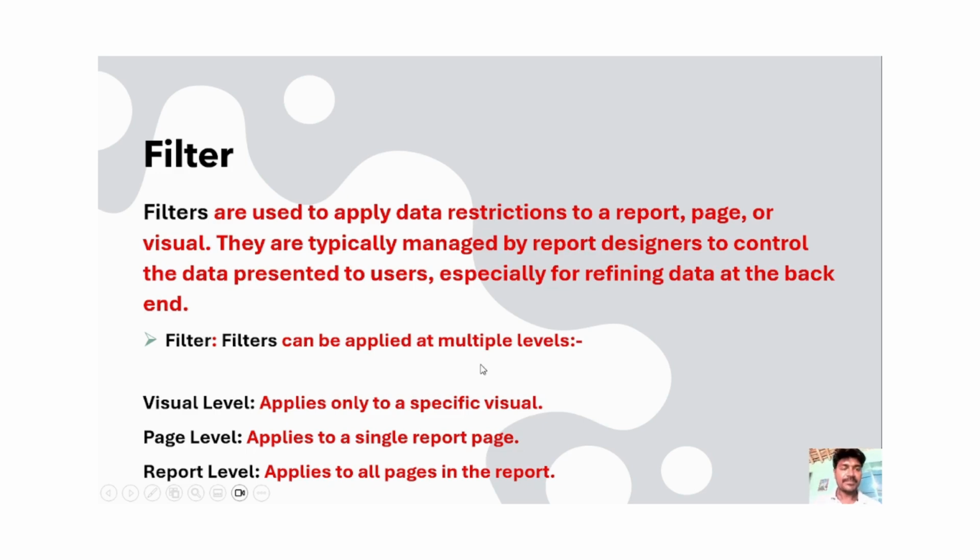So basically I'm talking about the filter. So filter basically has three types: visual level, page level, or report level.